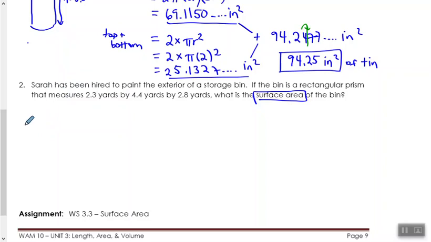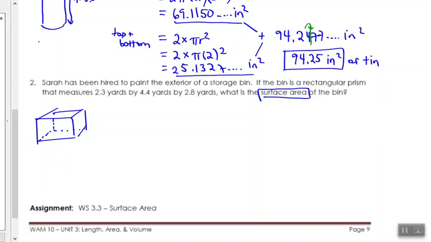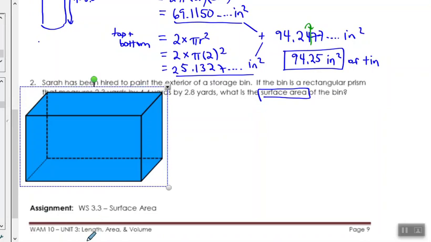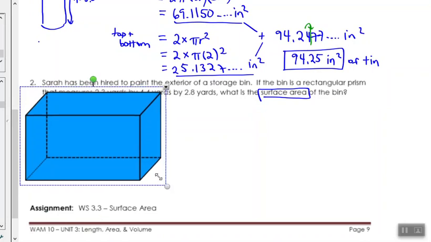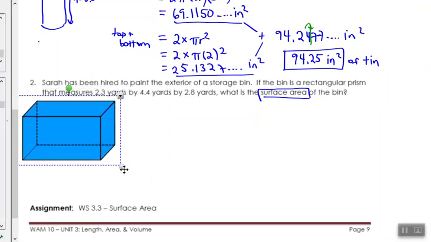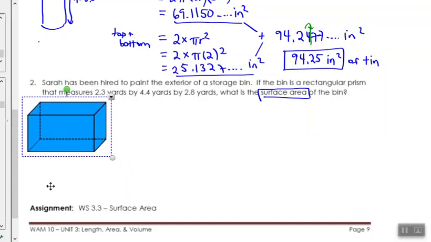So, rectangular storage bin. Here I have a rectangular bin, and I could show that it is 3-dimensional by going like that, or I could even just cheat and put this in. That looks a lot nicer, which you cannot do. Haha. Okay, so here I have my rectangular storage bin.